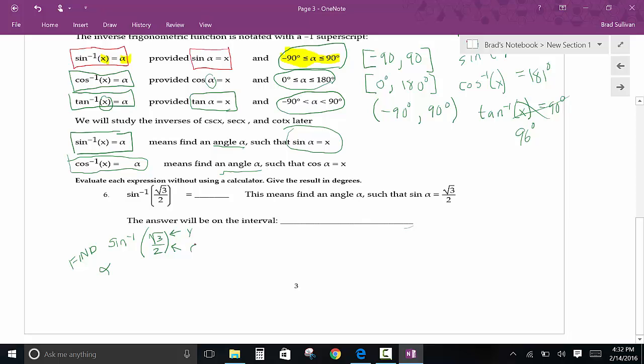One thing that's real important on these: if I'm asking you for an inverse sine, the first thing you ought to do is say, okay, I'm only allowed to give an answer on the closed interval negative 90 degrees to 90 degrees. If you're talking about radians, that would be from negative pi over 2 radians to pi over 2 radians.